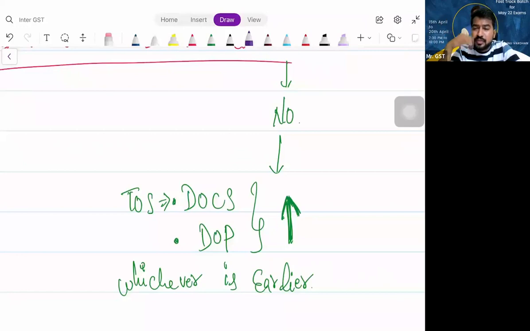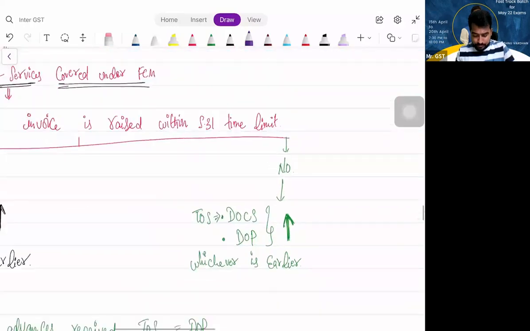Now the department will ask me, Vishnu, you have provided a service, no? For that, whether you have raised the invoice within the time limit? Yes, sir, I have raised. Then the time of supply is actual date of invoice or date of payment, whichever is earlier. No, sir, I didn't raise the invoice within section 31 time limit. Then the time of supply is date of completion of service or date of payment, whichever is earlier. Are you able to understand? Shall we see the problem? Then we'll see the notes. First, let us see the problem.